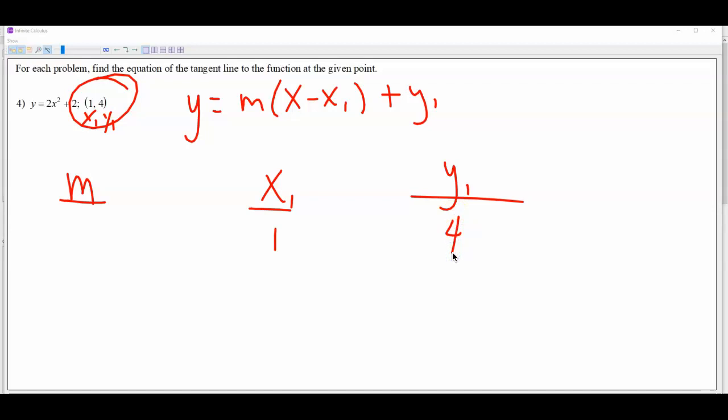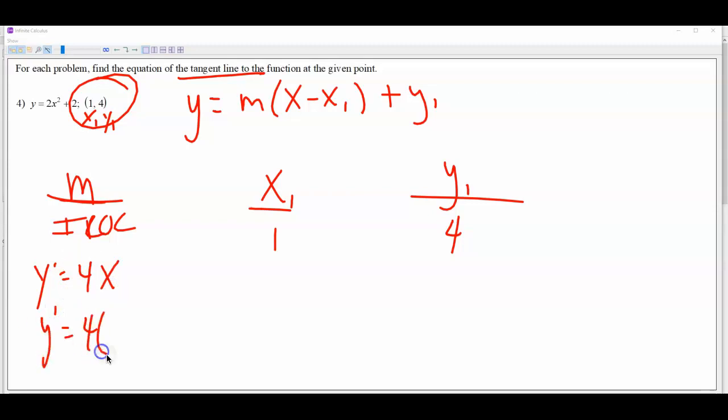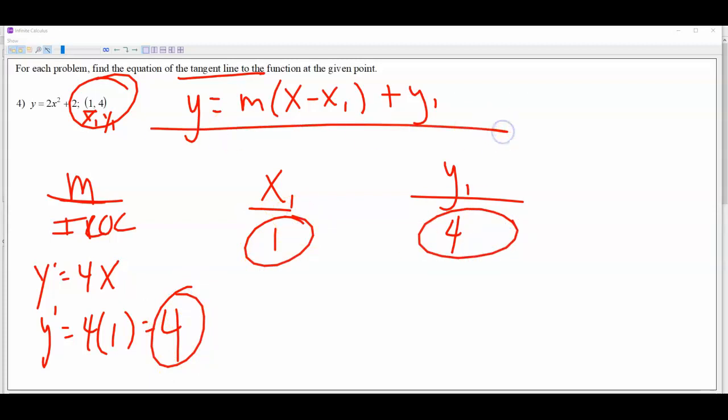Now I need to find my slope. Since this is a tangent line, my slope is the instantaneous rate of change, which means I need to find my derivative, which is 4x, and then I need to plug in the x value that they gave me, which is 1. So now I've got my slope, I've got my x, I've got my y. I just need to plug it all in up here.